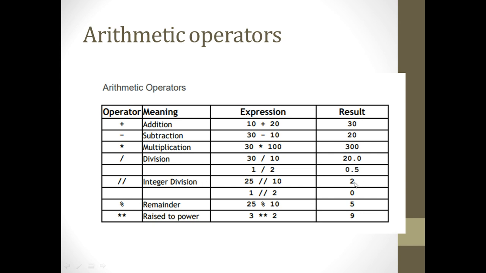It rounds off to the lowermost value. Here, 25 integer division with 10 gives me 2.5, but then the answer is still 2 only. The remainder is found using the modulo operator, and star star gives me the power operator.